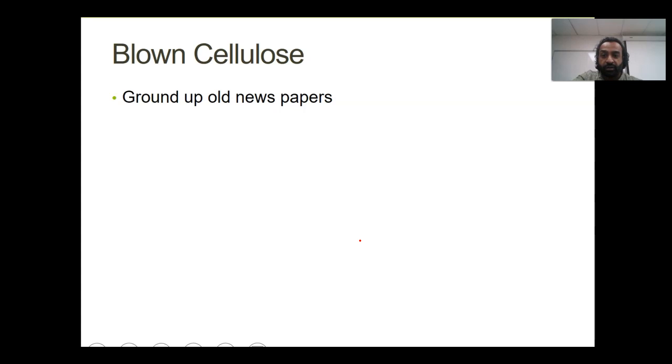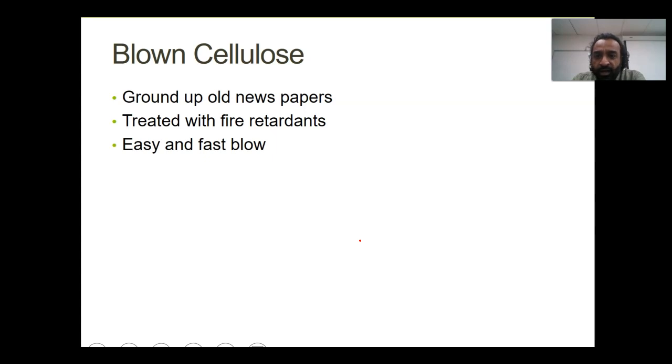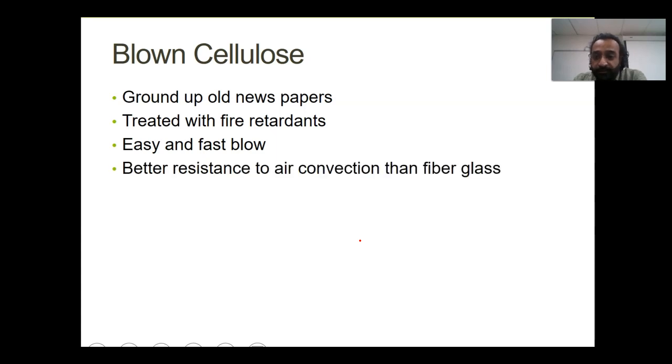Cellulose is basically ground-up old newspapers and could be made of other materials, but cellulose is the basis of all plant material. It is treated with fire retardant. I don't know if that's the code anymore in some states, because fire retardant has been condemned as a safety hazard. It's easy and fast to blow. You can blow it inside walls, and it's very fluffy, so it has to be blown and packed a little bit. It has better resistance to air convection than fiberglass because, again, it's very fluffy and dense at the same time.